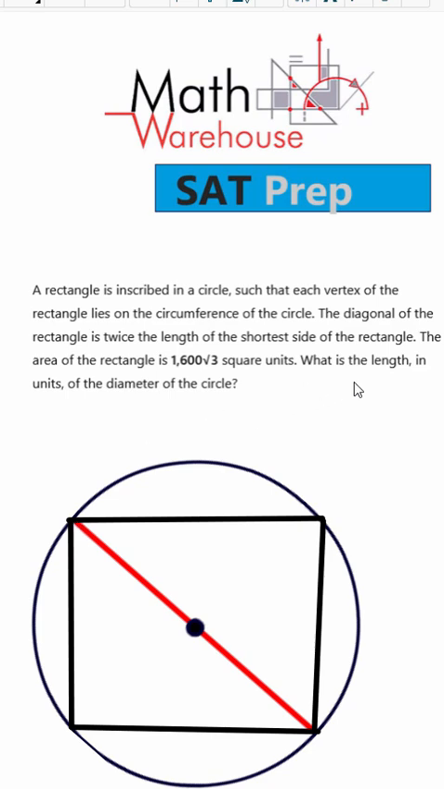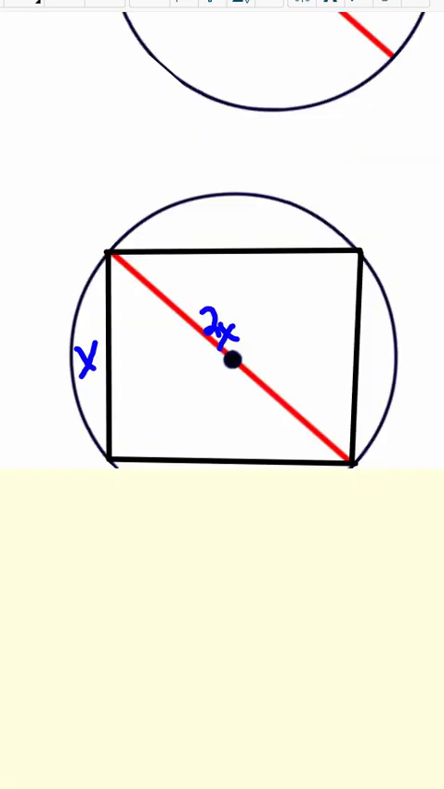What is the length in units of the diameter of the circle? Well, the diameter of the circle is the diagonal of the rectangle. That's the key to this question. They also tell us that the diagonal of the rectangle is twice the length of the shortest side of the rectangle. So I drew and labeled this here. The diagonal of the rectangle is twice the length of the shortest side of the rectangle, right? So this is x, this is 2x.